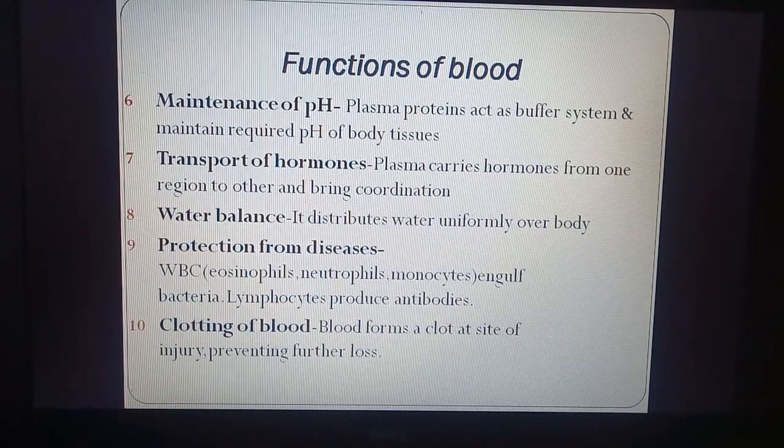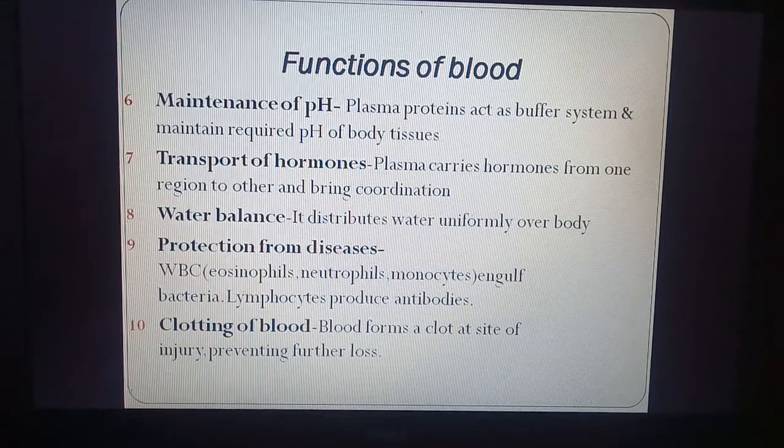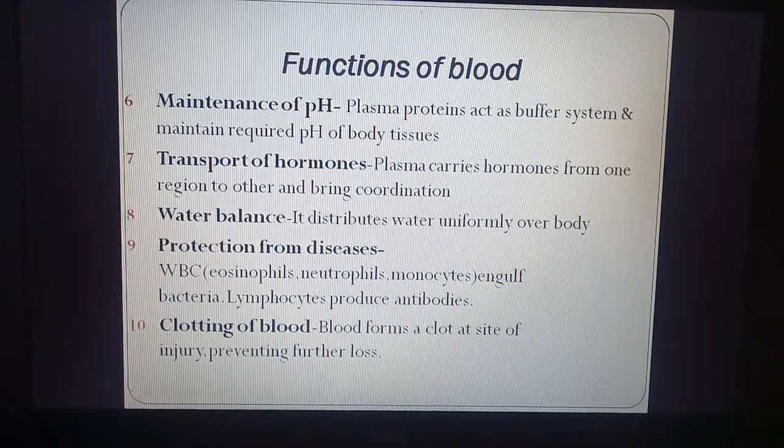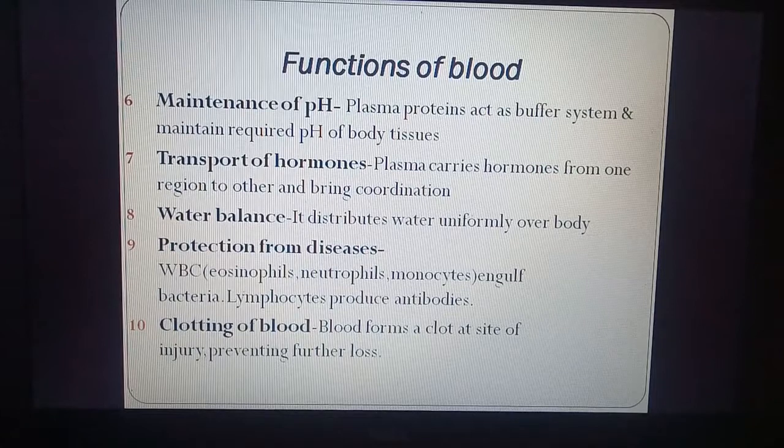Next is transport of hormones. So hormones are carried in dissolved state in plasma from one part of the body to target cells where they have to work and bring about coordination in activities. Next is water balance. So it also distributes water uniformly over the body.